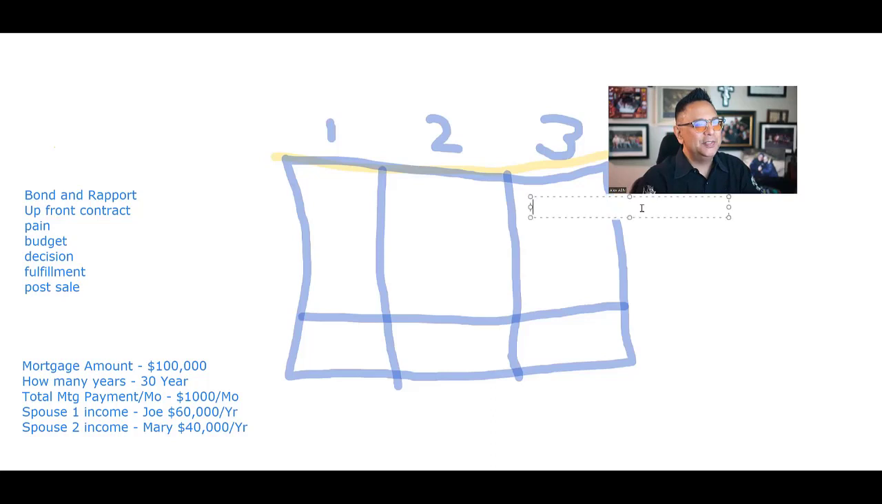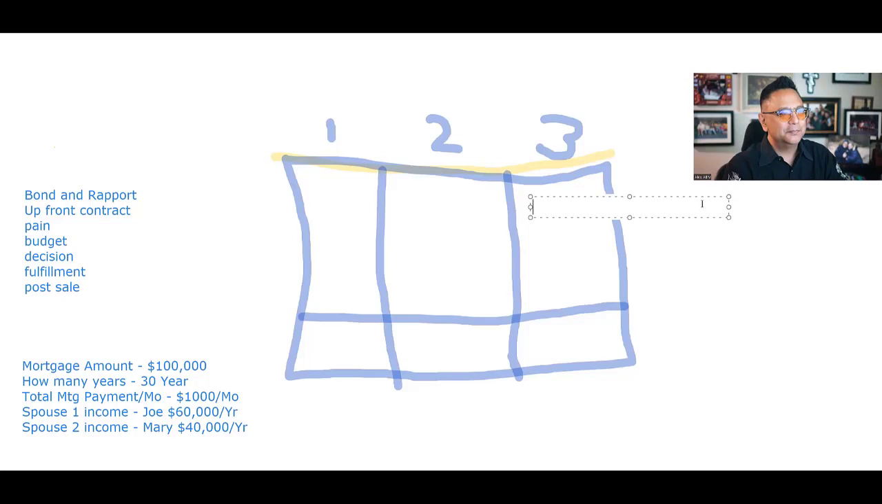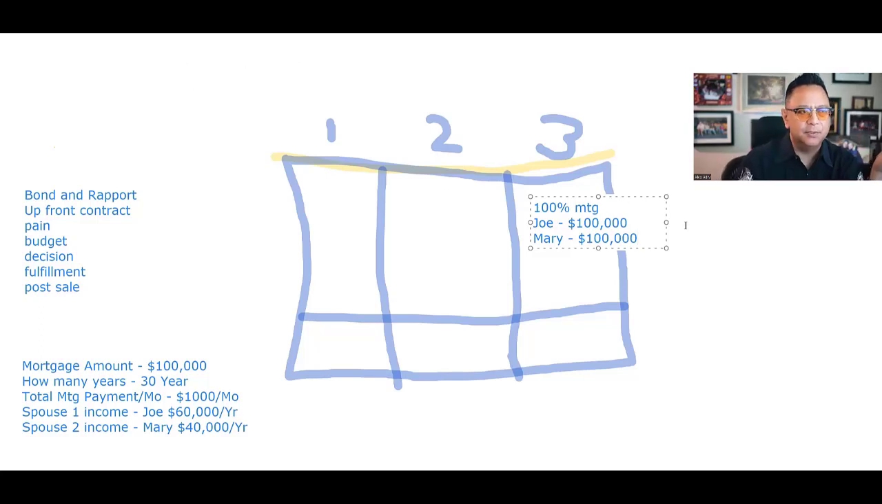So I'm going to show here 100% of the mortgage covered. So I'm going to show Joe death benefit at 100,000. Mary is at 100,000. Okay. So that's what I'm going to do on option 3. I'm going to show them the total amount.